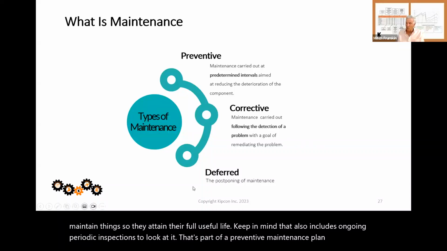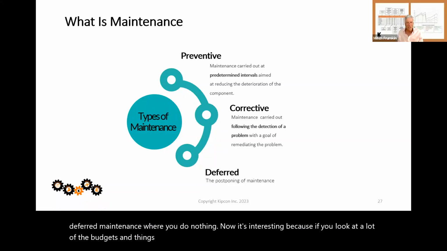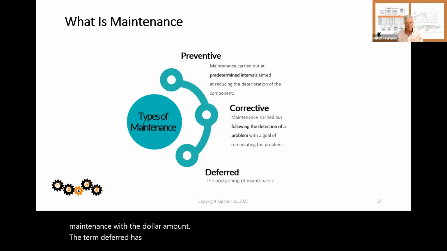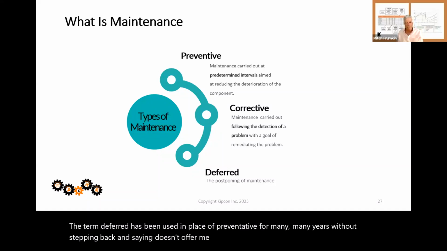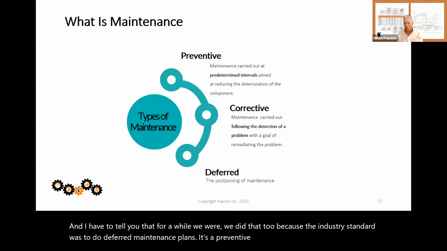There's deferred maintenance where you do nothing. Now it's interesting because if you look at a lot of the budgets and things around the country, people put in their budget deferred maintenance with a dollar amount. The term deferred has been used in place of preventive for many, many years without stepping back and saying, doesn't deferred mean we're not doing it, while preventive means we are? And I have to tell you that for a while we did that too, because the industry standard was to do deferred maintenance plans. It's a preventive maintenance plan. Deferred means you're not doing it.